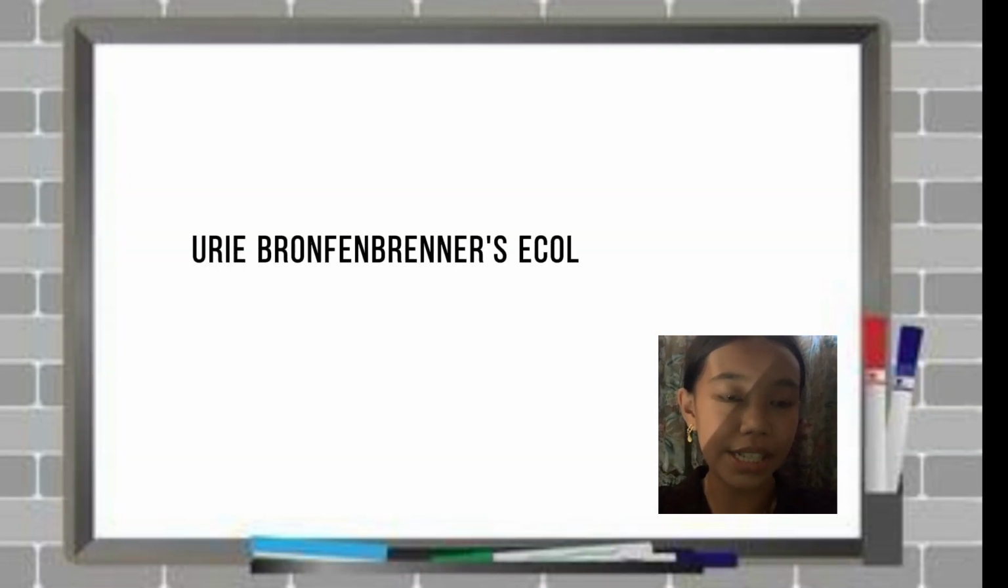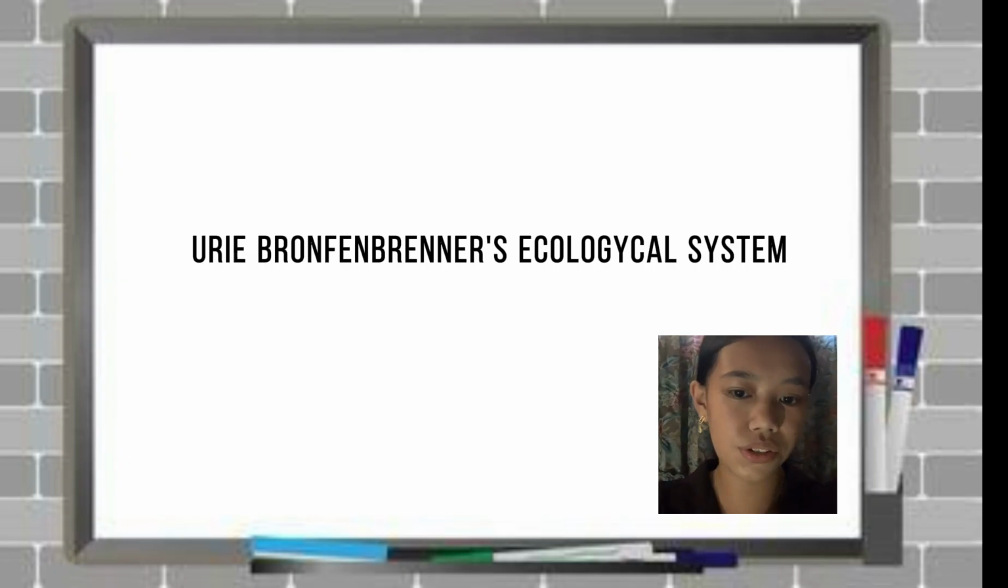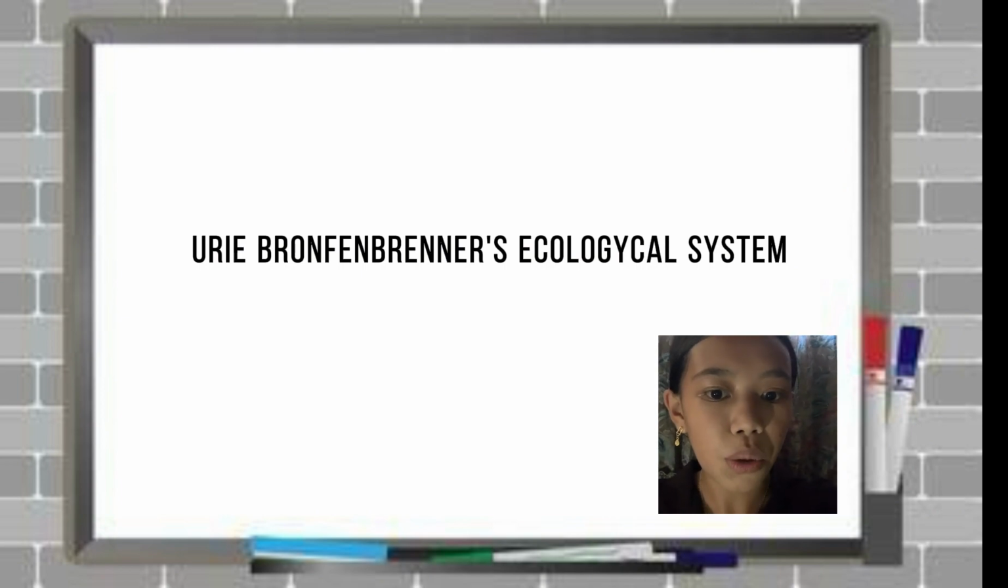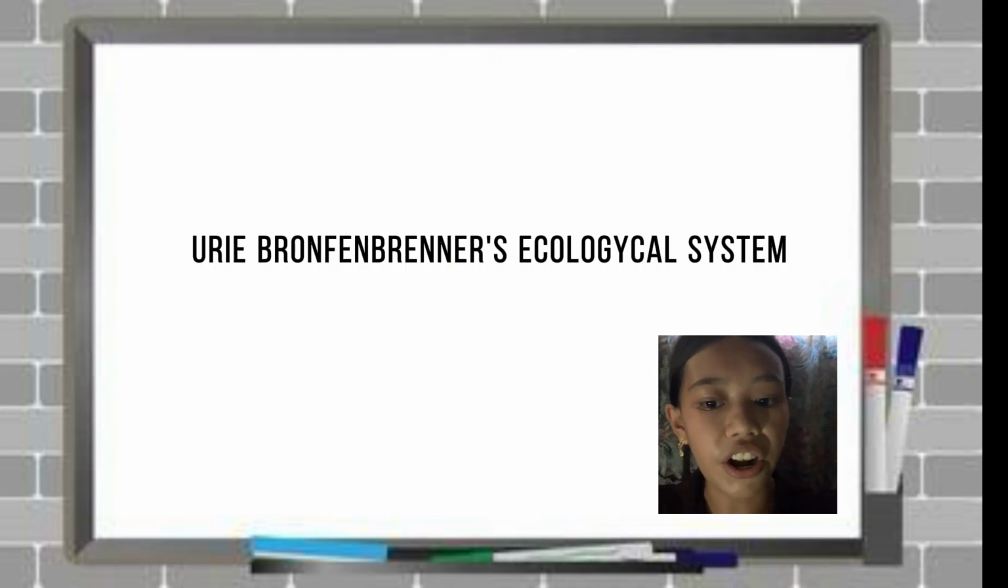Bronfenbrenner's ecological systems theory proposes that a person's development is influenced by 5 interconnected environmental systems, which are the microsystem, mesosystem, exosystem, macrosystem, and chronosystem. This theory emphasizes that development is a product of the complex interplay between an individual and their environment across all of these levels.